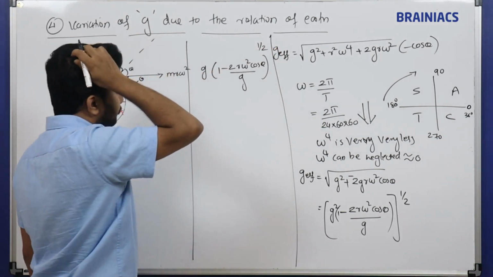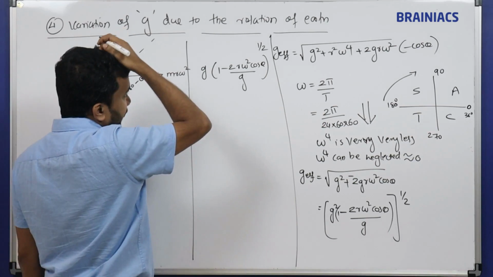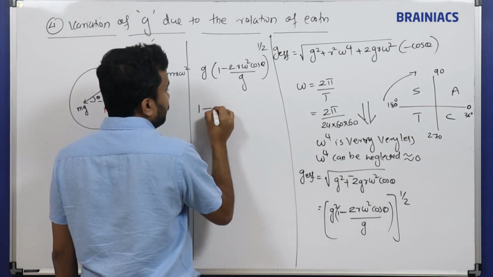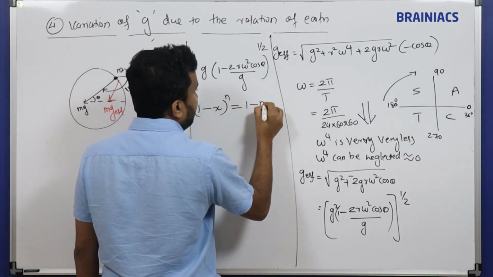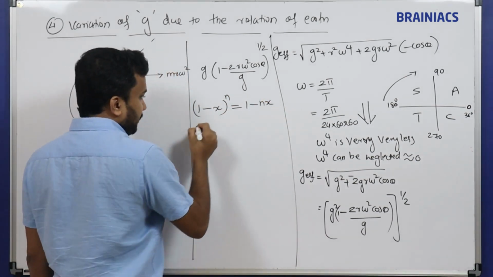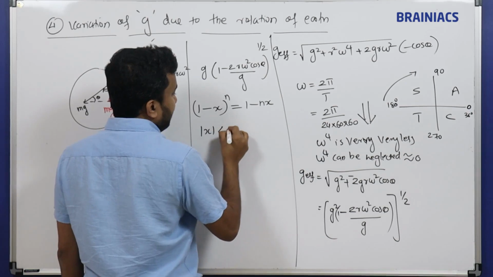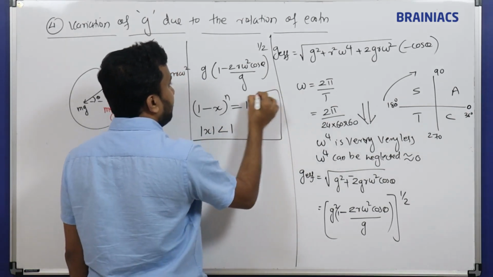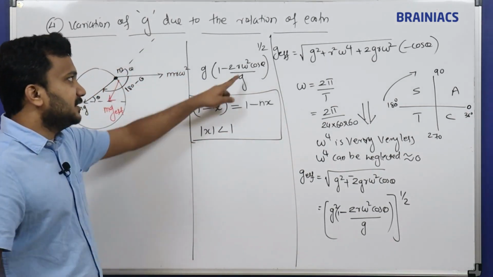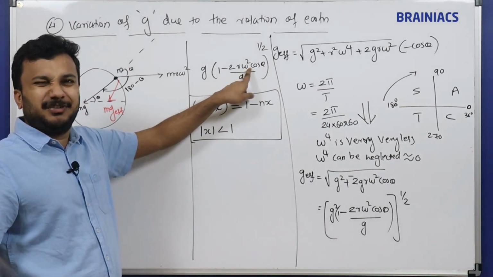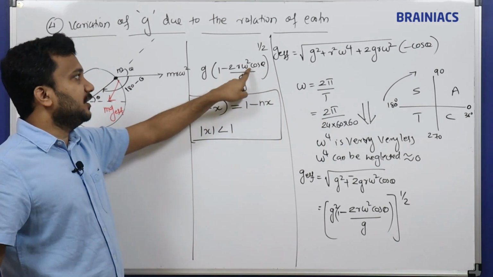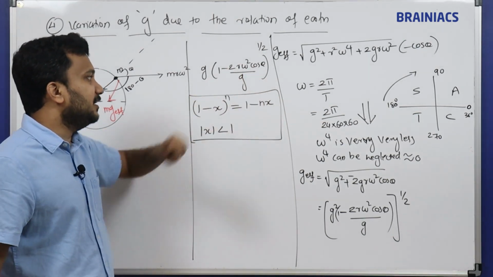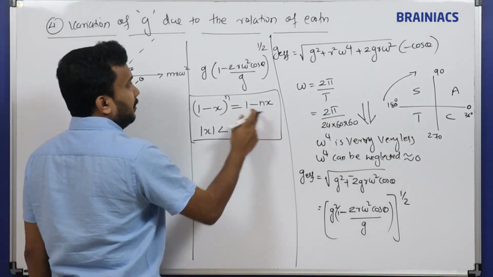by 2. Now we know one mathematical equation, 1 minus x raised to n is equal to 1 minus nx. This is valid provided modulus of x is less than 1. This is a mathematical condition. Here we know this is less than 1 because omega square is very less. Not like omega 4, but omega square is less. So this whole value is less than 1. So we can apply this formula.